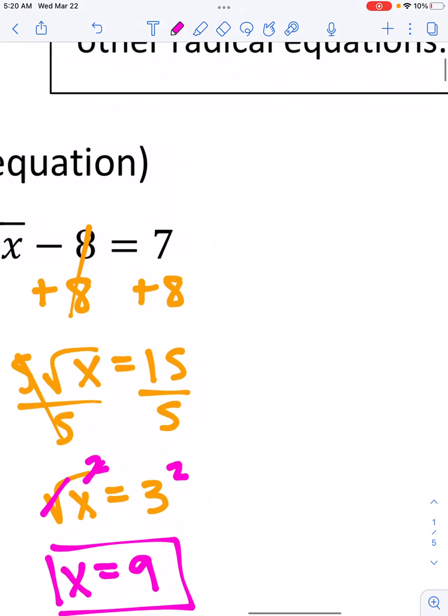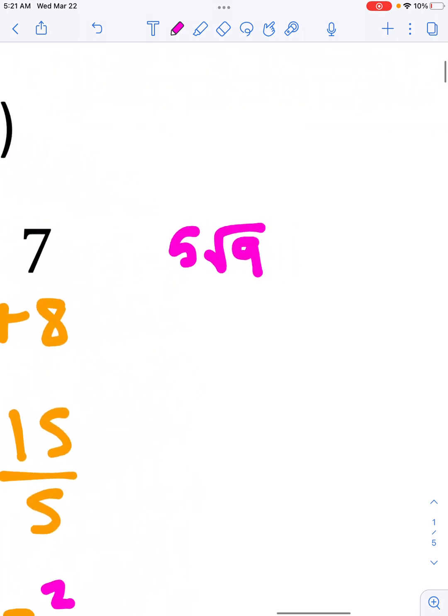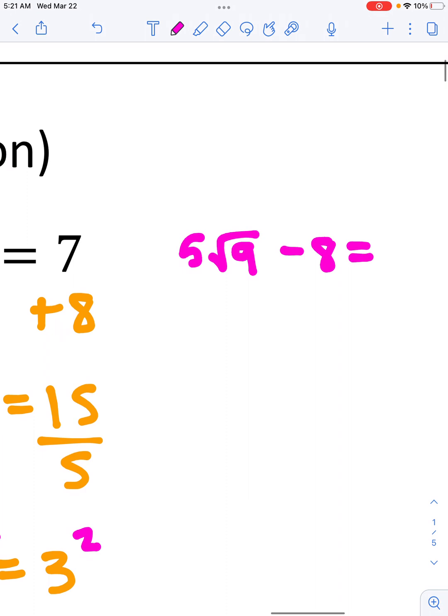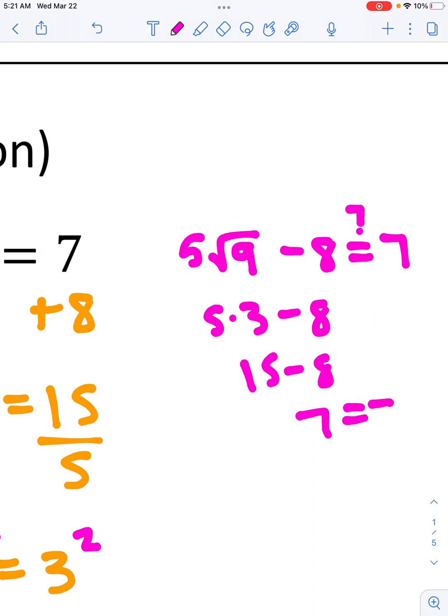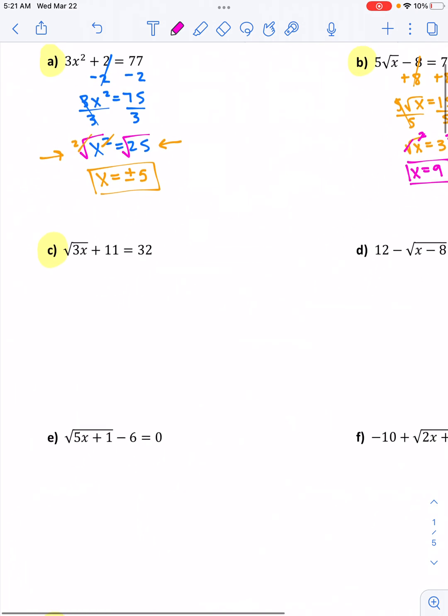And then we can always check our solutions by plugging them back in. So if I did 5 times square root of 9 minus 8, check in, does that equal 7? That'd be 5 times 3 minus 8, and 15 minus 8 is 7. So we can check our solutions by plugging them back in.